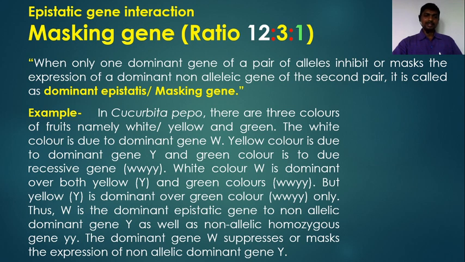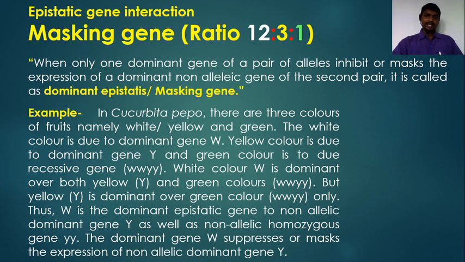Thus W is the dominant epistatic gene to the non-allelic dominant gene capital Y as well as the non-allelic homozygous recessive gene small y small y. So in Cucurbita pepo there are three types of fruit colors: white, yellow and green. The white color of the fruit is due to the dominant gene W. Yellow color of the fruit is due to the dominant gene Y. And the green color is because of no dominant gene. All the genes are recessive, so the color is green.